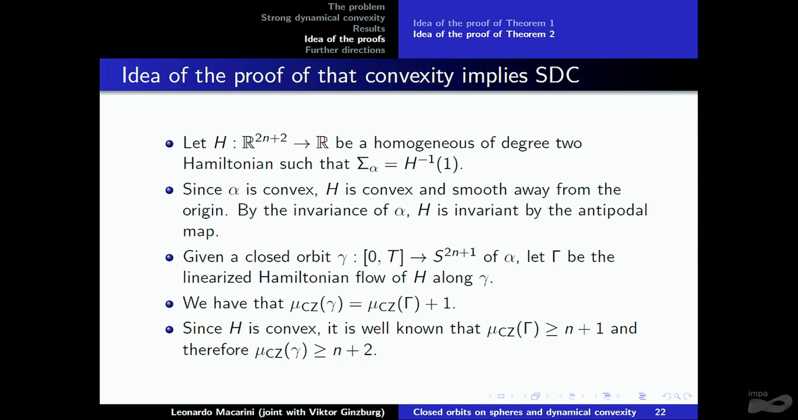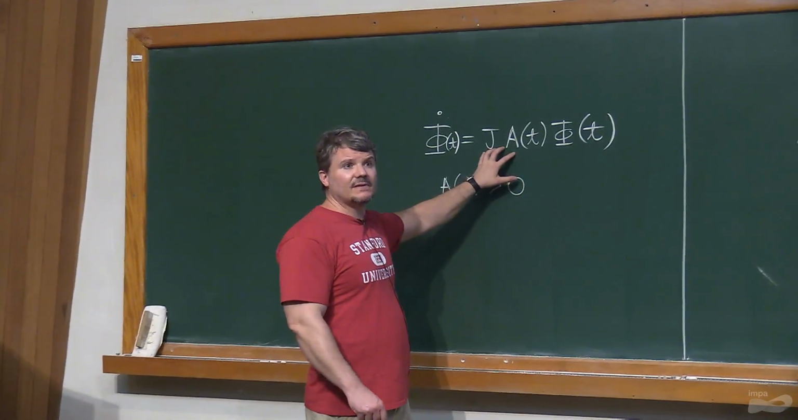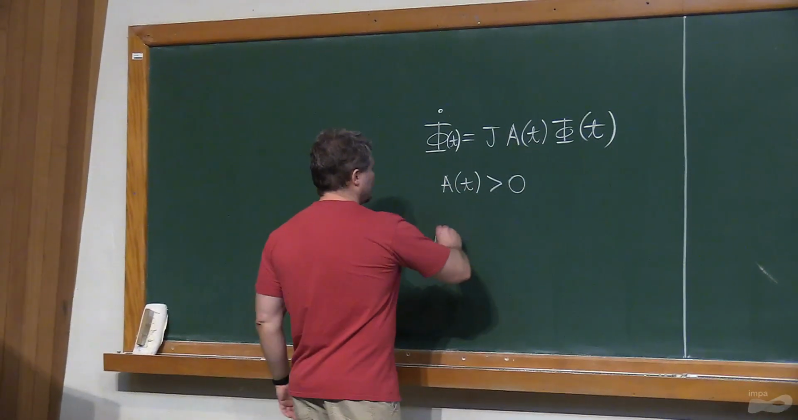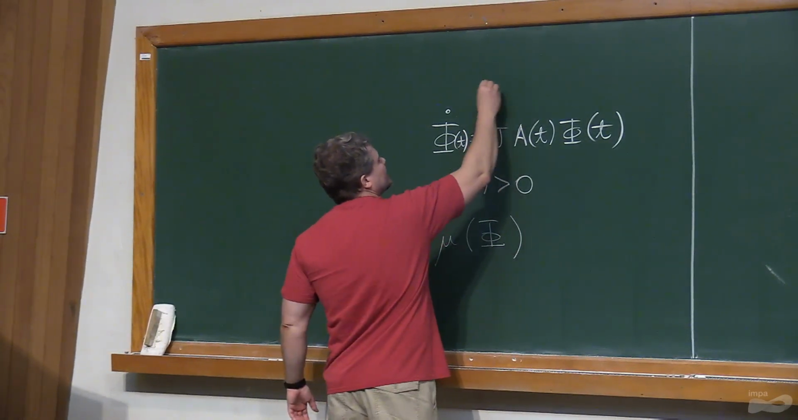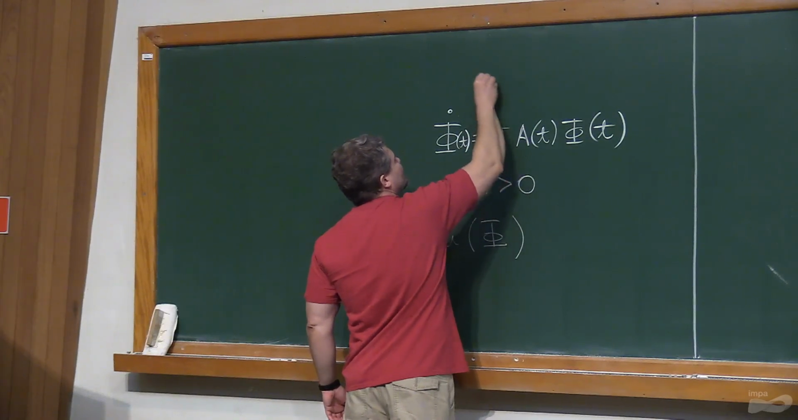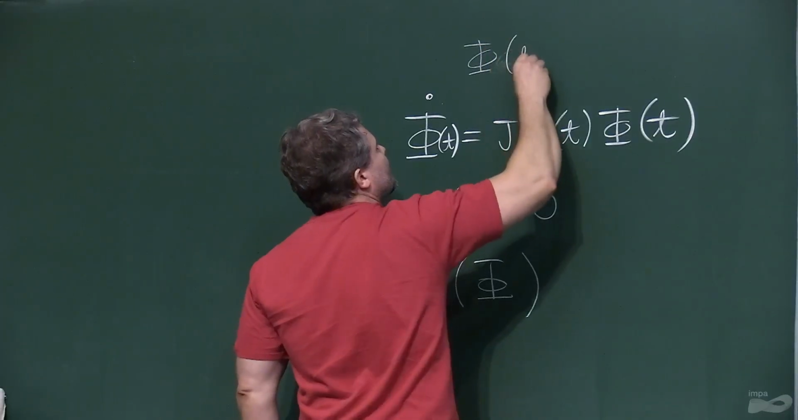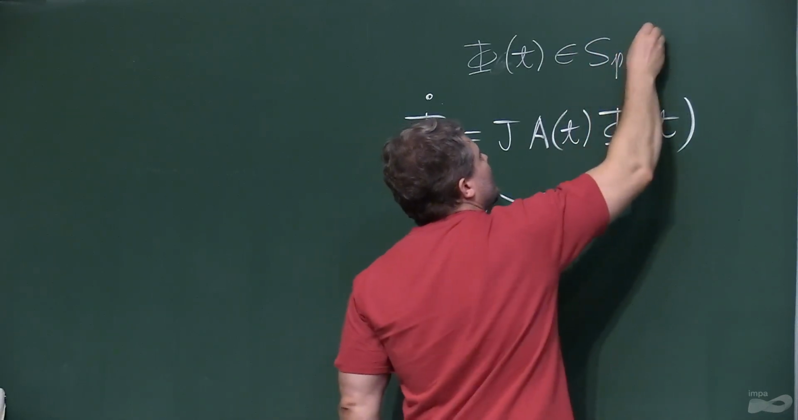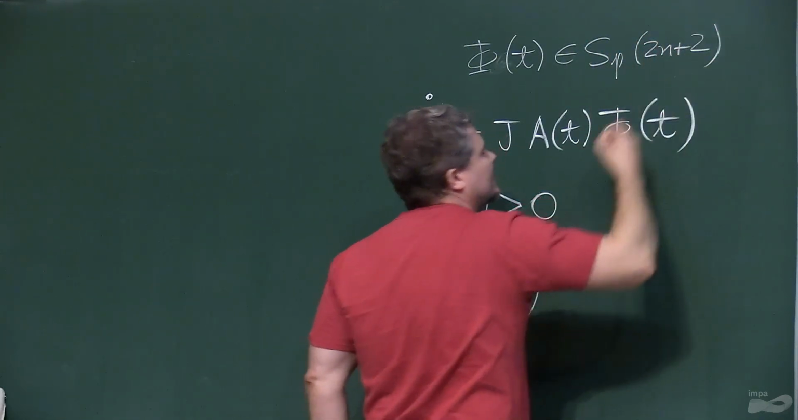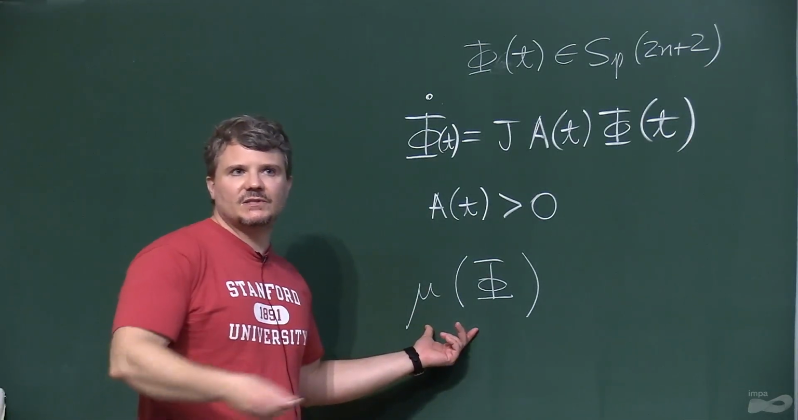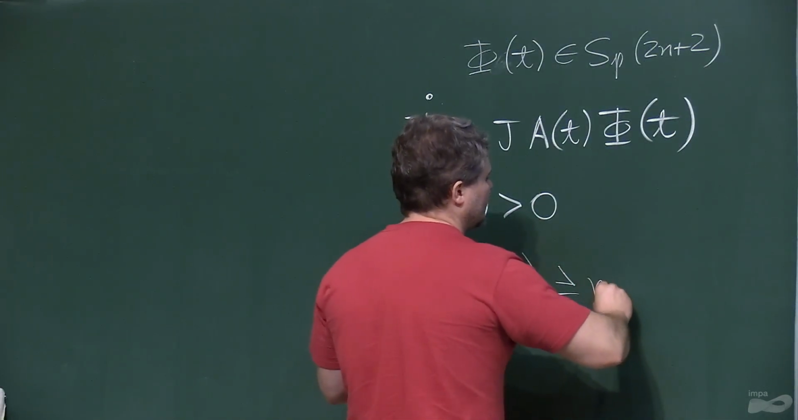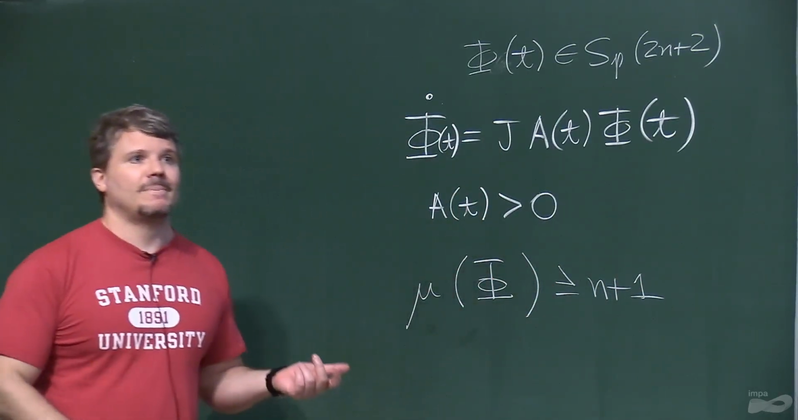Since H is convex, whenever you have a positive symplectic path, this is a general fact. When you have a positive symplectic path, then it's well known that the index of this guy, the Conley-Zehnder index, if you have a path in Sp(2n), then the Conley-Zehnder index of this guy for any positive path, it's a general fact, is at least n+1, for any positive path.